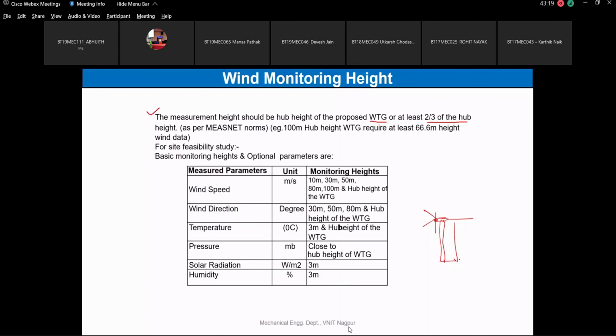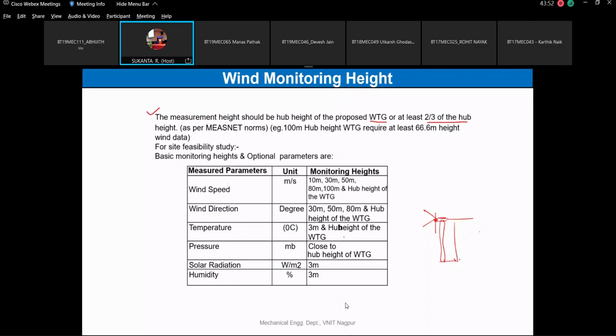And at the half height, we have to mount the temperature sensor also. For solar radiation and humidity, it is not mandatory to set up at the half height. And if there are some terrains, suppose the location where you are planning to mount a single wind turbine. In our college premises, we are planning to set up a wind turbine.